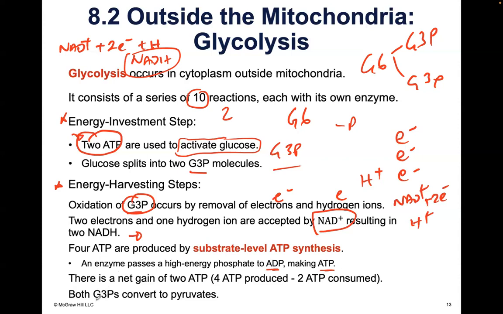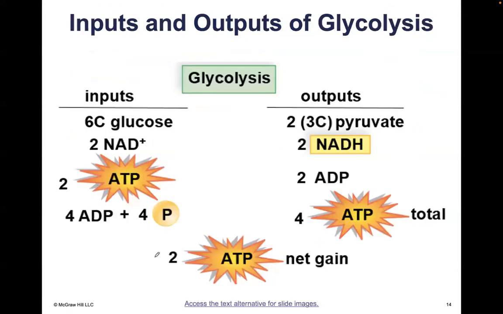Mind you, both G3Ps will now be converted to what? To pyruvate. When they were G3P, we don't call them pyruvate. We call them a specific name, which we're going to talk about later. So it's an intermediate process to the production of pyruvate. Now they're being converted to pyruvate, which is going to have only 3 carbon molecules without any additional thing.